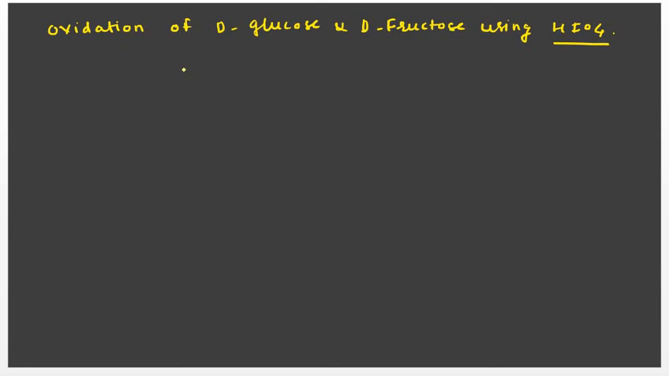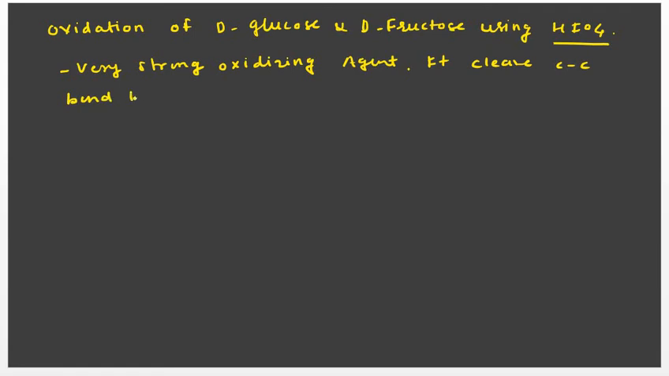So first of all, it is a very strong oxidizing agent, remember. Okay, and it cleaves the carbon-carbon bond between vicinal diols, remember. Okay, and this particular oxidation is known as Malaprade oxidation, remember.